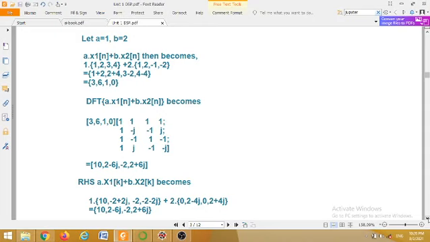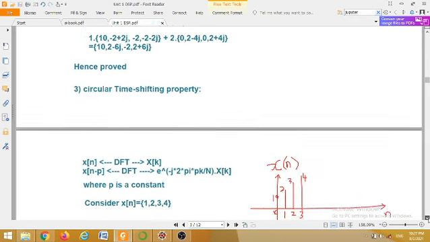Taking the left hand side, its DFT is equal to the weighted sum of the DFTs of the two sequences x1 of n and x2 of n. So the DFT of the weighted sum of the two sequences is equal to the weighted sum of the DFTs of the individual sequences. So that is the linearity property and it has been proved.